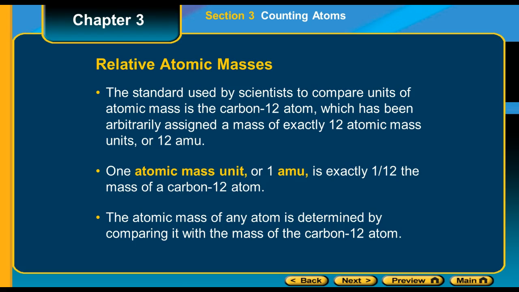The standard that scientists use to compare the different atoms is based on carbon-12. So they have decided that carbon-12 will have a mass of 12 AMUs, or 12 atomic mass units. And so the atomic mass unit is 1/12 of carbon. So you can determine the atomic mass of any element by looking at the periodic table.